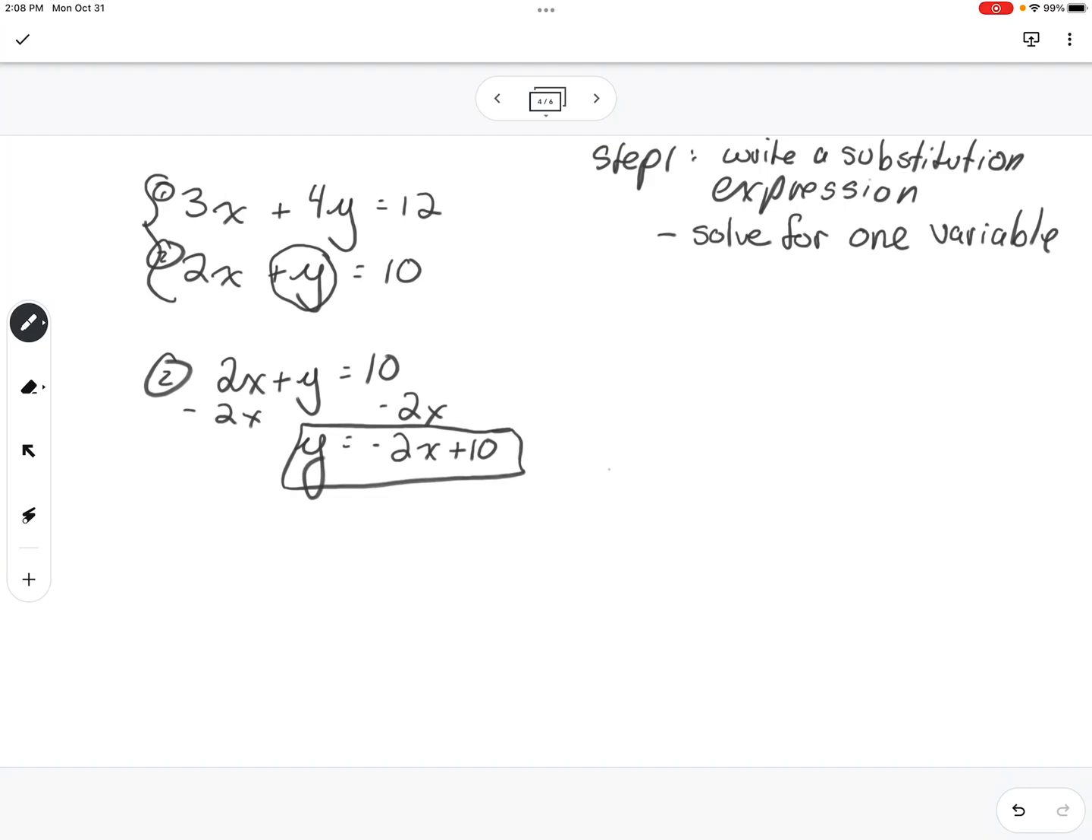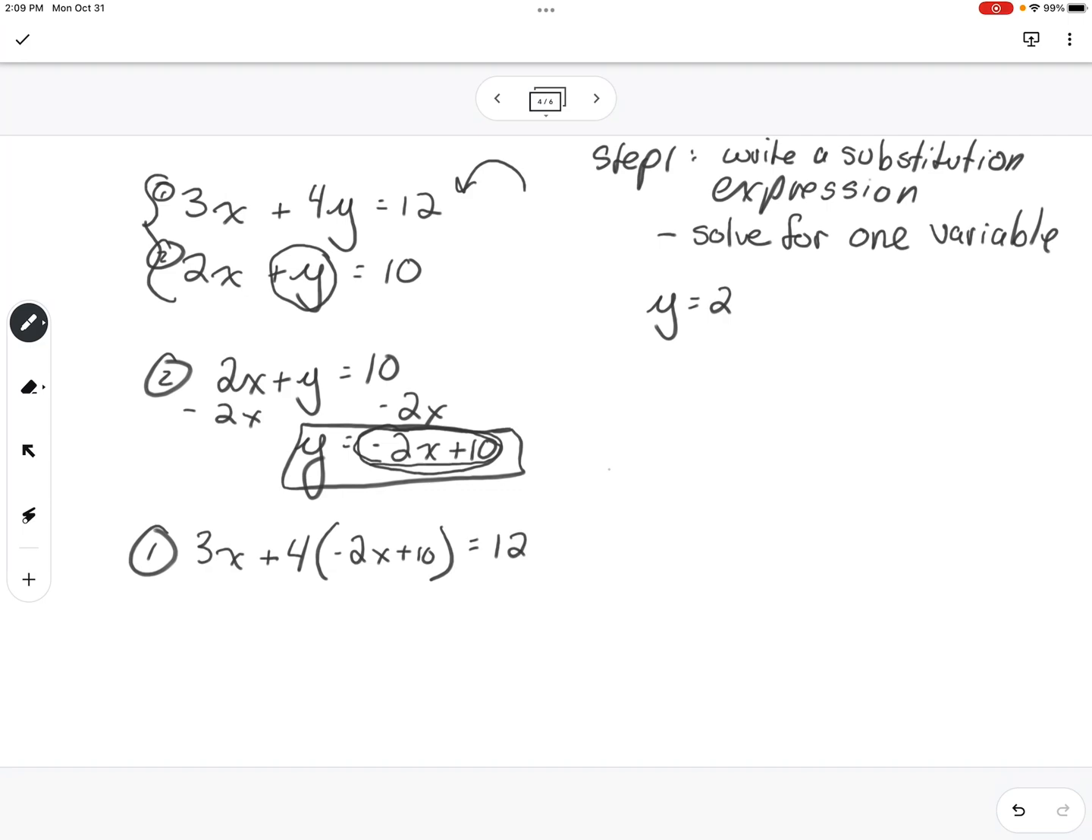Well, just like in the previous problems where I had y equals 2, now I have y equals negative 2x plus 10. I can substitute this whole expression wherever I see y in the first equation. So let's do that. And then we have an easier problem to solve. So now I'm working in the first equation. I have 3x plus 4 times my substitution, which is negative 2x plus 10, and that all equals 12.